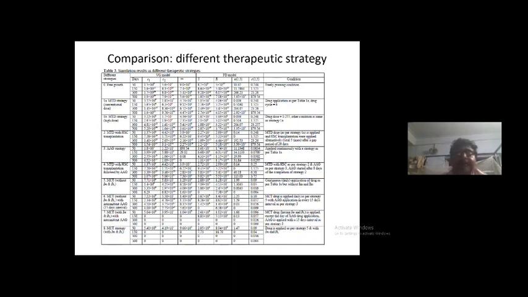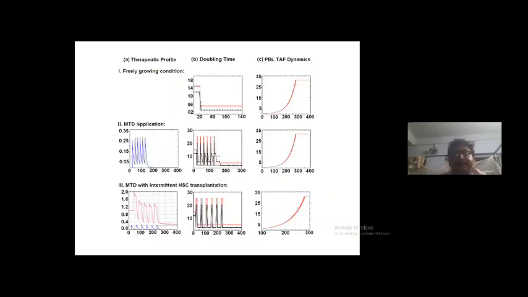Here we have seen that MCT is much better, obviously with immune stimulation. These are the simulation data that we have found, and these are the drug strategies. The blue line in the left panel is a drug strategy. Red is the intermittent HSC transplantation. These show the doubling time; I have already told you that the change of the tumor condition is also happening.